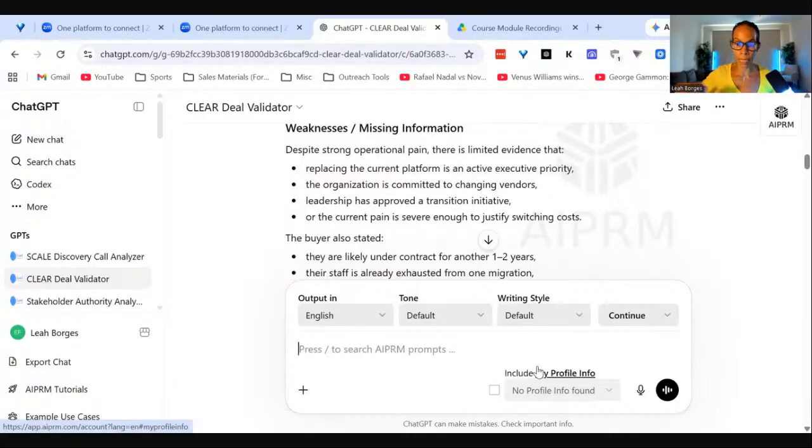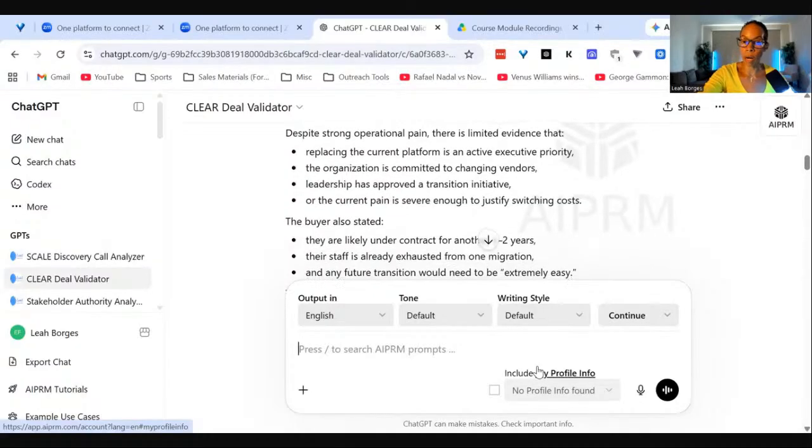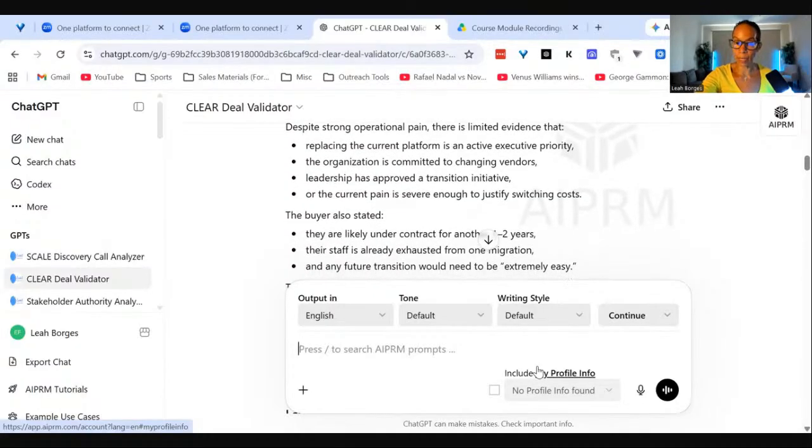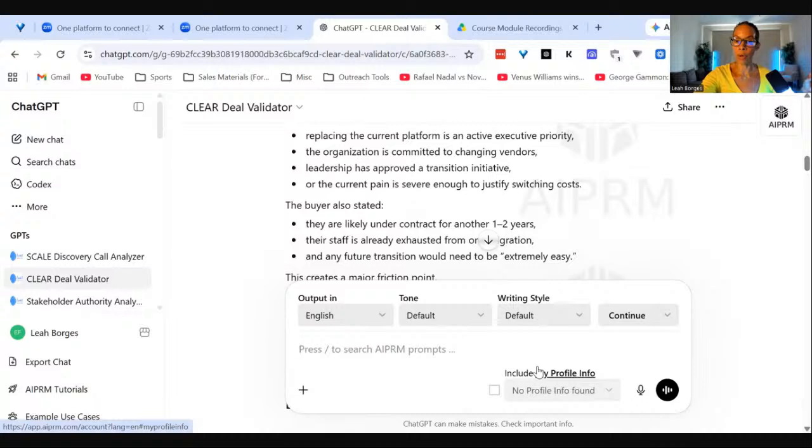So not just what we miss, but what's incomplete, what is weak in the deal, so that we can start gathering more information, so we can strategize maybe with our sales manager, or we can do some research ourselves to figure out what we miss and how we can get that information. So it says, despite strong operational pain, limited evidence that replacing the current platform is an active executive priority, that they're committed to changing vision. This is the gist of it right here. I could really stop right now, because this is the gist of what we are missing, or what is weak.